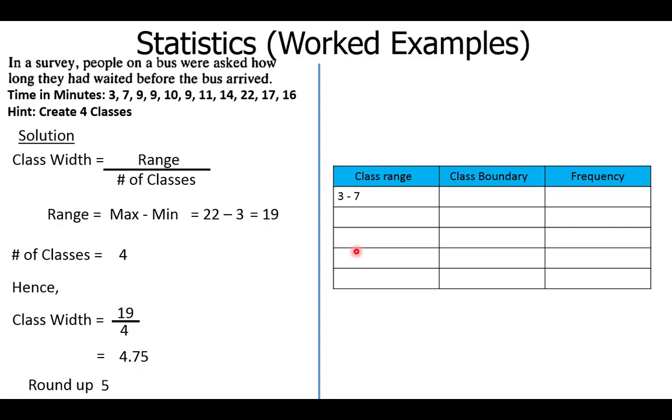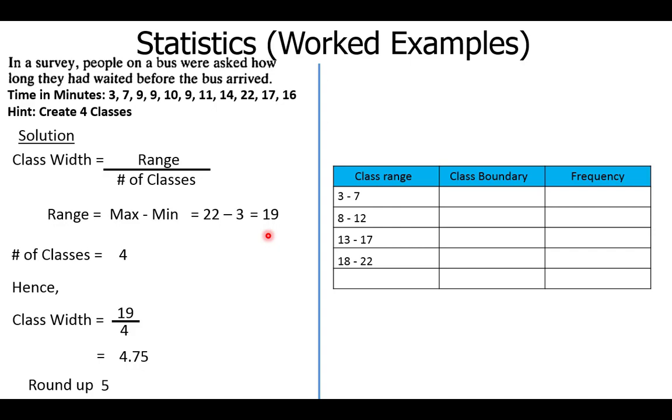Now, our next class range is going to be from the next band of numbers, which is 8, 9, 10, 11, and then we have 12. That makes up our next class range of 8 to 12. Then the next one we have from 13 to 17, and then we have from 18 to 22. That's all about our class limit for this example.